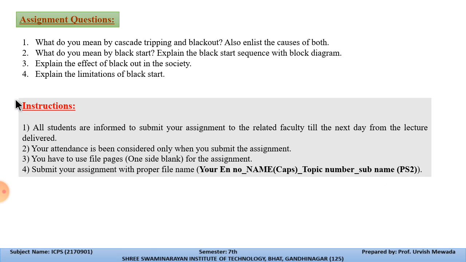Now after this presentation, you have the assignment questions. So note down these assignment questions, and the important instructions related to the assignment are written below the assignment questions. The questions are: what do you mean by cascade tripping and blackout? Also analyze the causes of both cascade tripping and blackout. And what do you mean by the black start? Explain the black start sequence with a block diagram. Explain the effect of blackout on society, and explain the limitations of the black start.